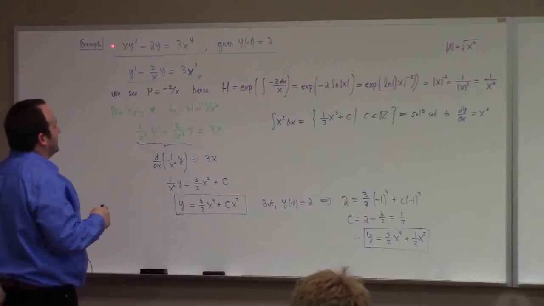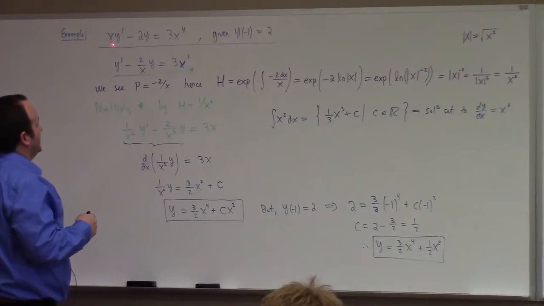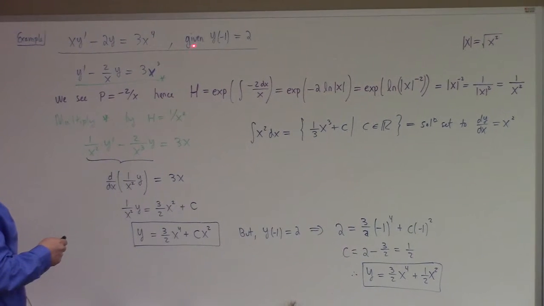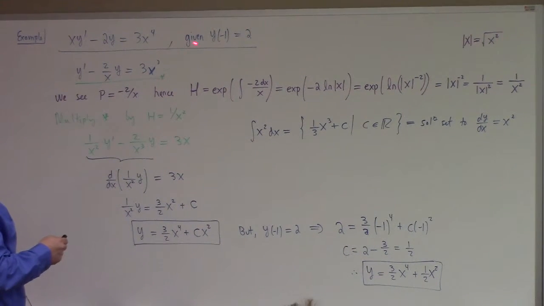This is example 3 from the text. Solve this: xy prime minus 2y equals 3x to the 4th. And here's a new wrinkle. We're actually given a piece of data. If you're given an initial condition, you might be able to find a specific function, which is the solution. All right, so same song and dance.